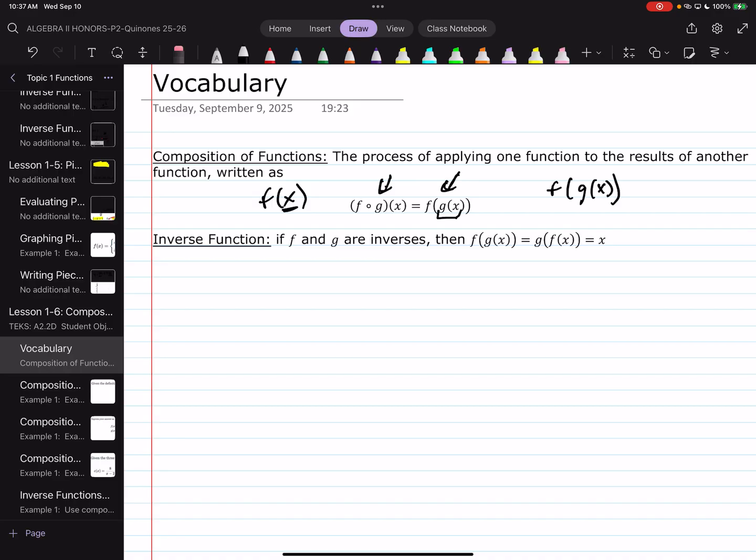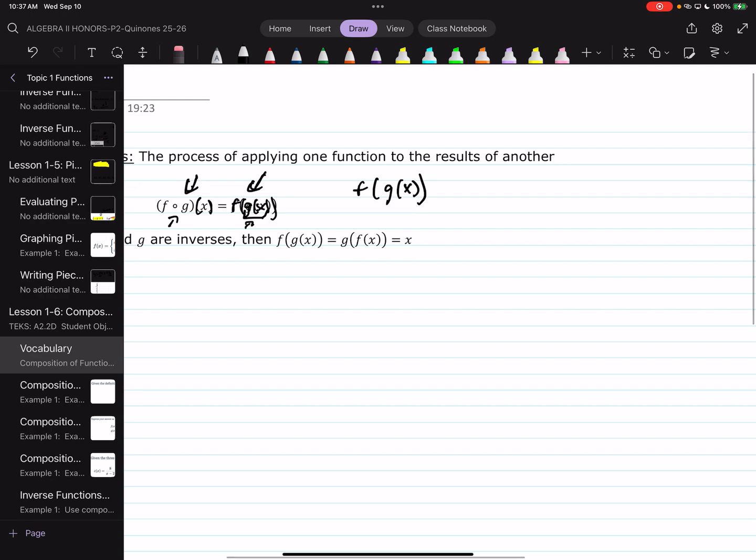So f onto g of x, f of g of x. These all mean the exact same thing. So if it's written like this, it's the exact same.